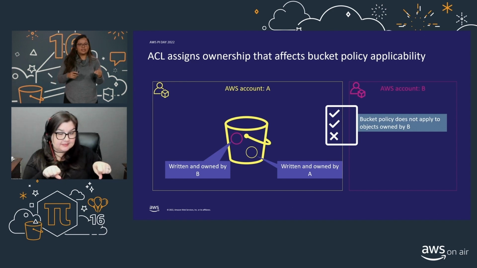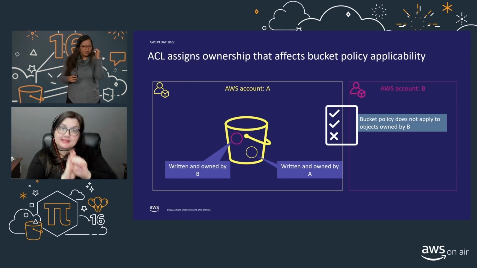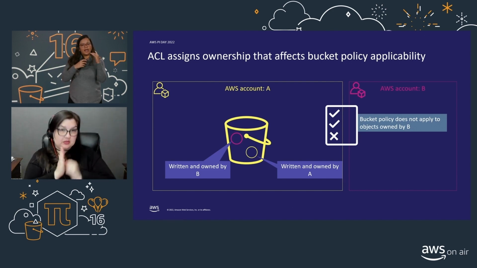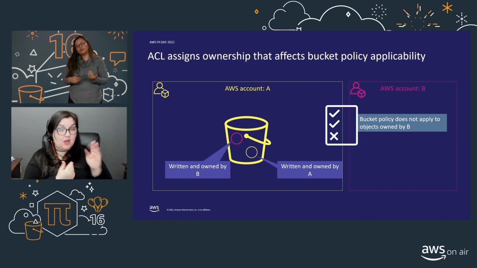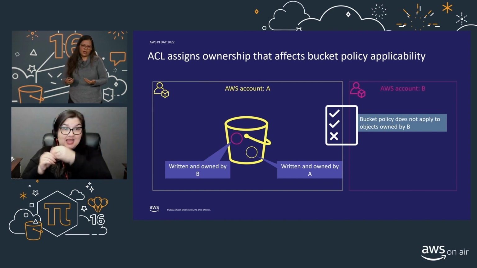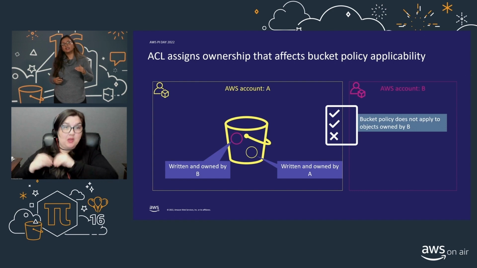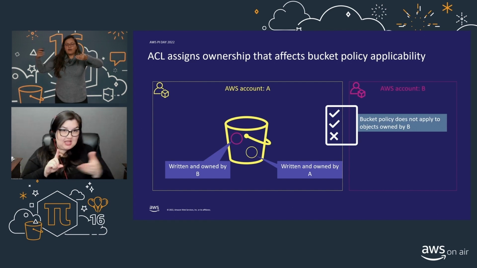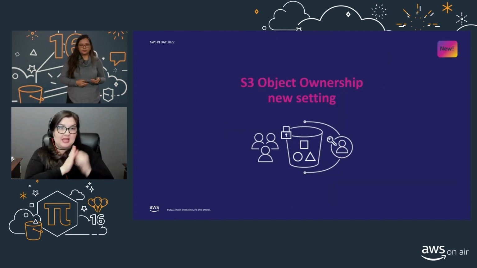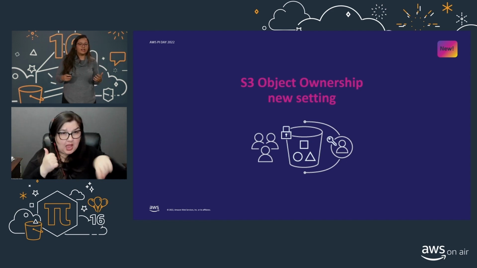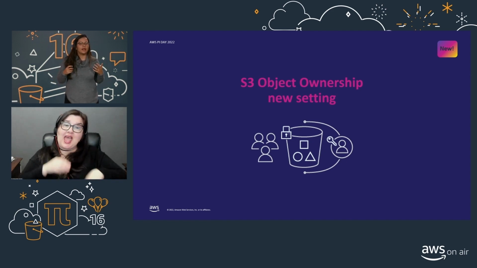So in this example, objects that are written by the external account B are owned by that account, and the objects that are written by account A in the bucket continue to be owned by account A. And the result is that the bucket owner cannot further share that object written by account B via a bucket policy.